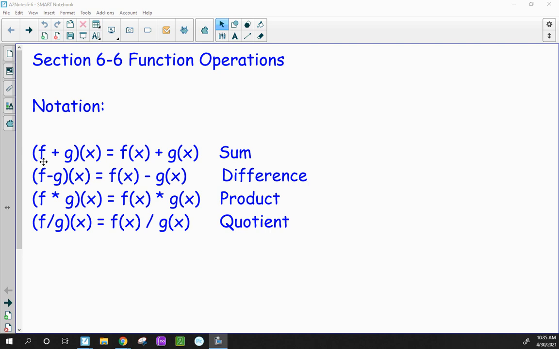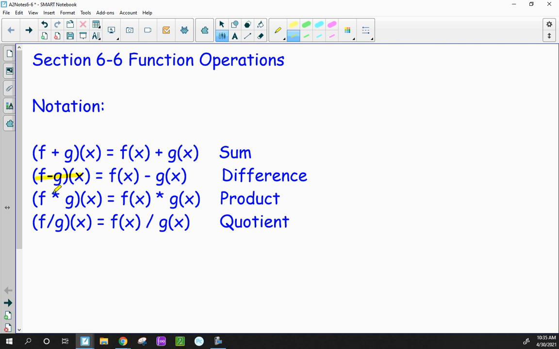Sometimes the textbook will use notation like f plus g with parentheses around it, and then of x. That's how you pronounce that, f plus g of x. What you can do is separate the two functions and put a plus sign in between, which is what I prefer. F of x plus g of x. Whatever the rule is for the f function and the g function, you're going to add those together to find the sum. If you see this notation, which is f minus g of x, you're going to write that as f of x minus g of x, and that is the difference.